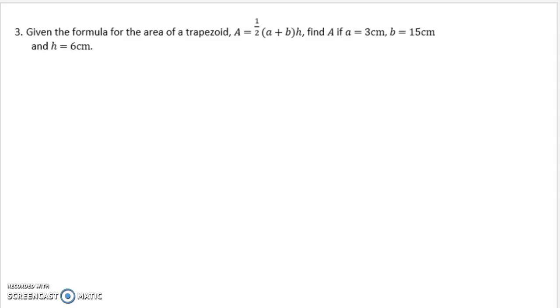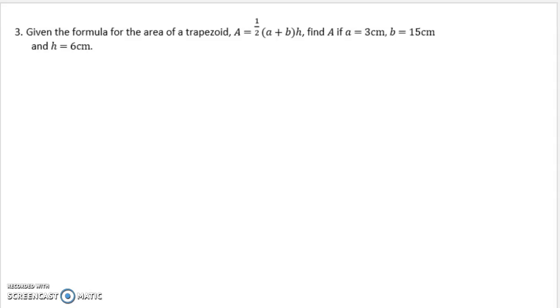And last question. Given the formula for the area of a trapezoid, A equals a half, bracket a plus b, times the height. It says find A, the area, if small a is 3 centimeters, b is 15, and h is 6.